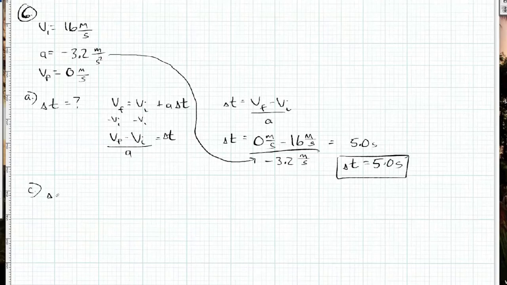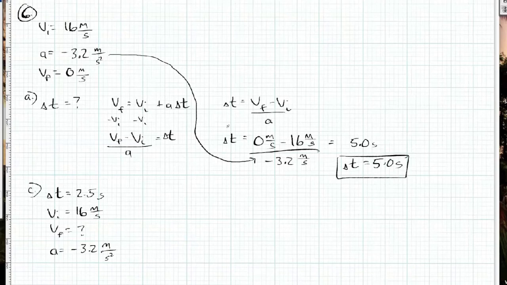We're told at half the time, what would our speed be? So delta t equals 2.5 seconds. Our initial velocity is still 16 meters per second. Our final velocity, we don't know what that is, so put a question mark there. And our acceleration is still the same, negative 3.2 meters per second squared.